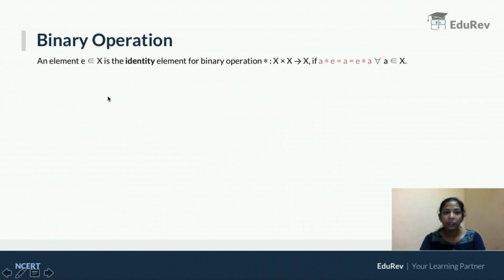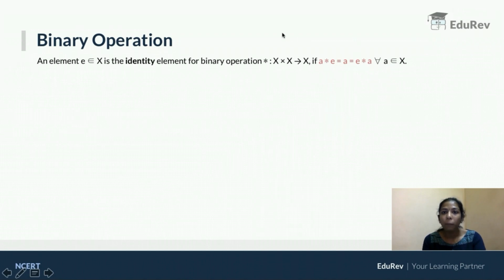Before that, we'll understand one more small concept. An element E belongs to X is the identity element for binary operation star from Cartesian product X to X if A star E equal to A equal to E star A for all A belongs to X. So they are assuming that there is an element E which belongs to the given set.